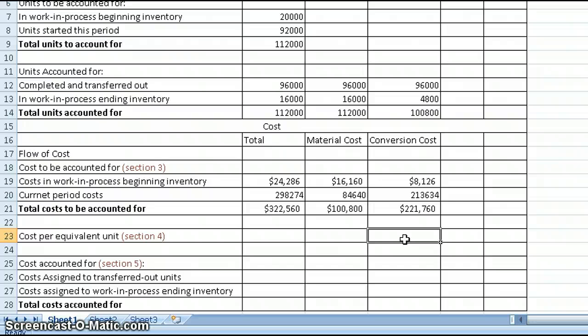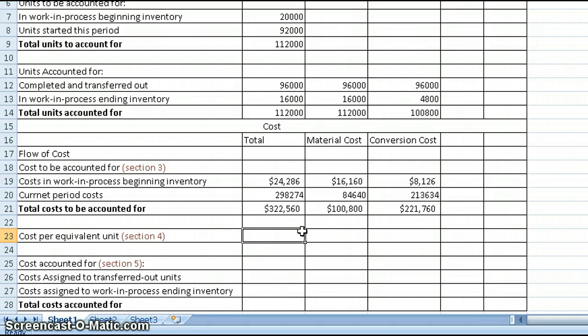Step 3 is to identify the product cost for which to account. The costs are collected in total for the material costs and the conversion costs in this area. We will use section 3 to double check our work in step 5. Step 4 is to compute the cost per equivalent unit.